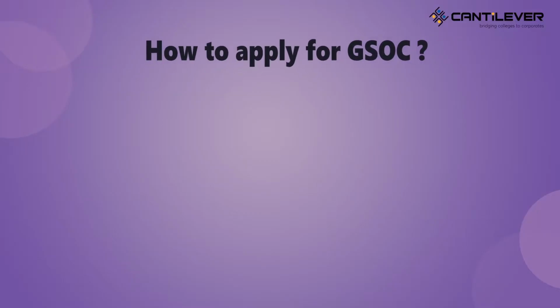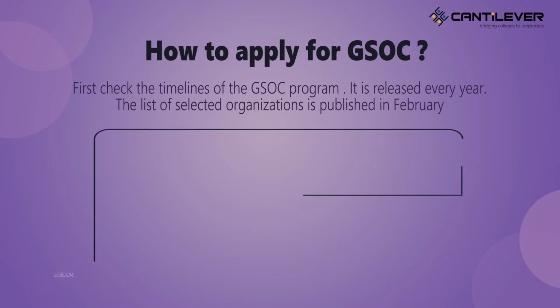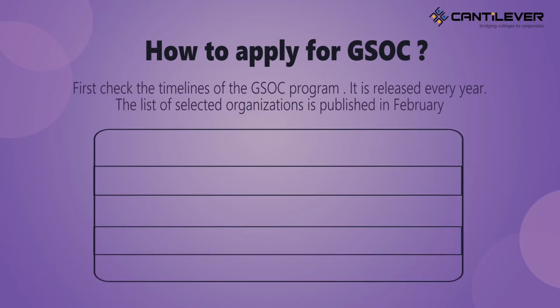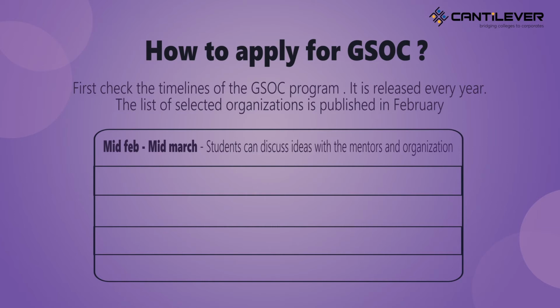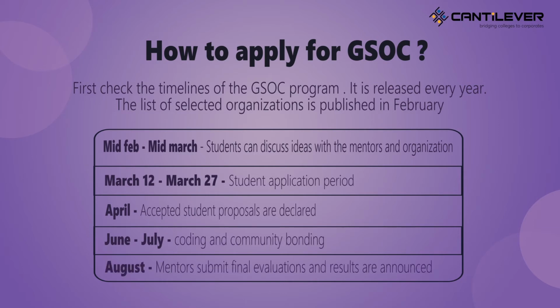How to apply for GSoC? First, check the timelines of the GSoC program. It is released every year. The list of selected organizations is published in February. Mid-February to mid-March, students can discuss ideas with the mentors and organization. March 12th to March 27th, student application period. April, accepted student proposals are declared. June to July, coding and community bonding. August, mentors submit final evaluations and results are announced.